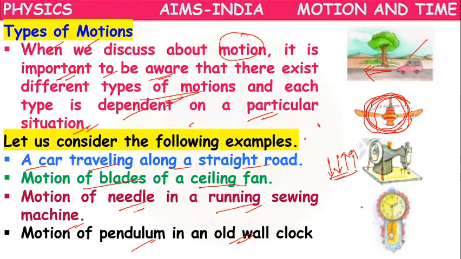Motion of the pendulum of an old wall clock. In a wall clock, how will the pendulum oscillate? It will move this side, come back, move that side, come back this side. This is called to and fro motion. So here in 4 different examples, we are observing 4 different kinds of motion.